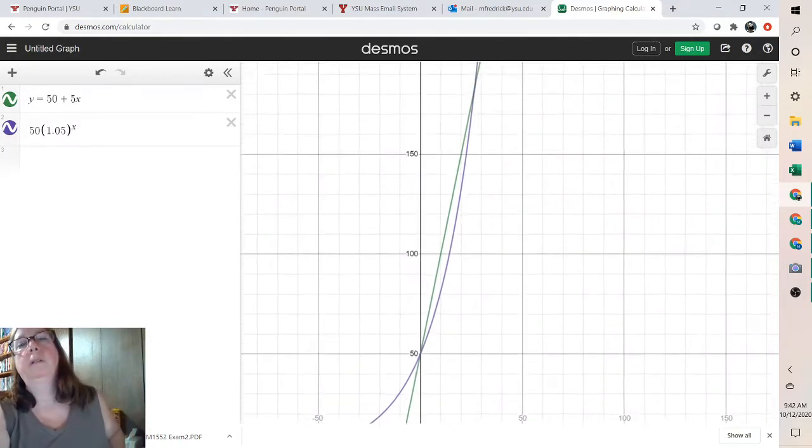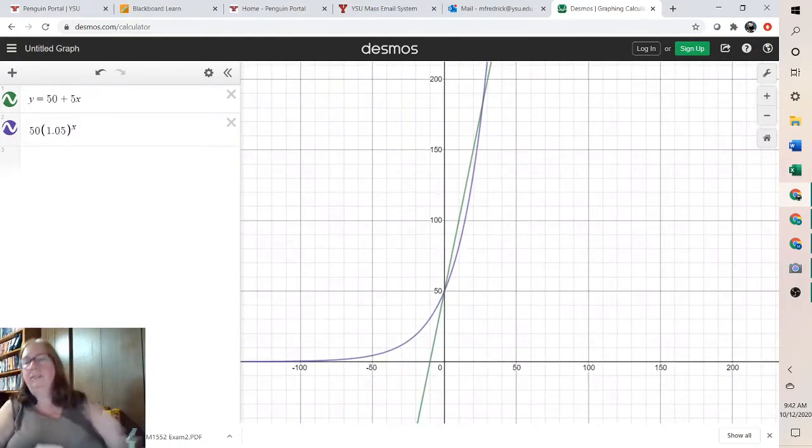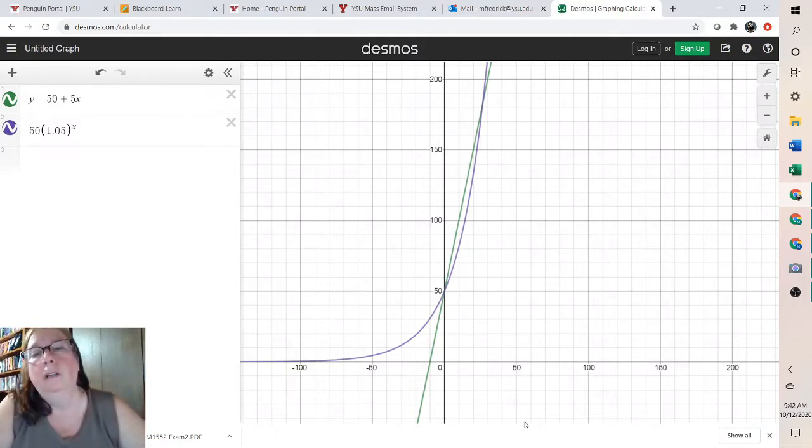I went a little lower because we do need to see where they intersect. There we go. So this is going by tens. 30 then would stop here, which I think is right after they intersect. They intersect right here.